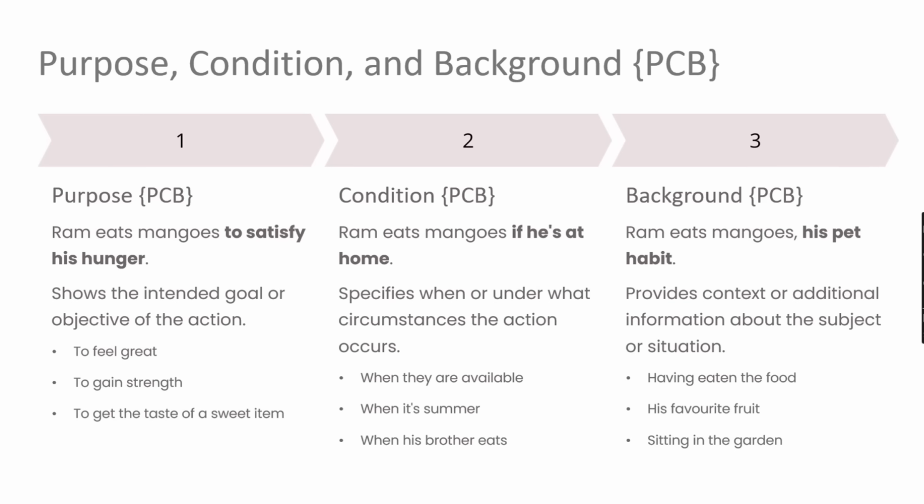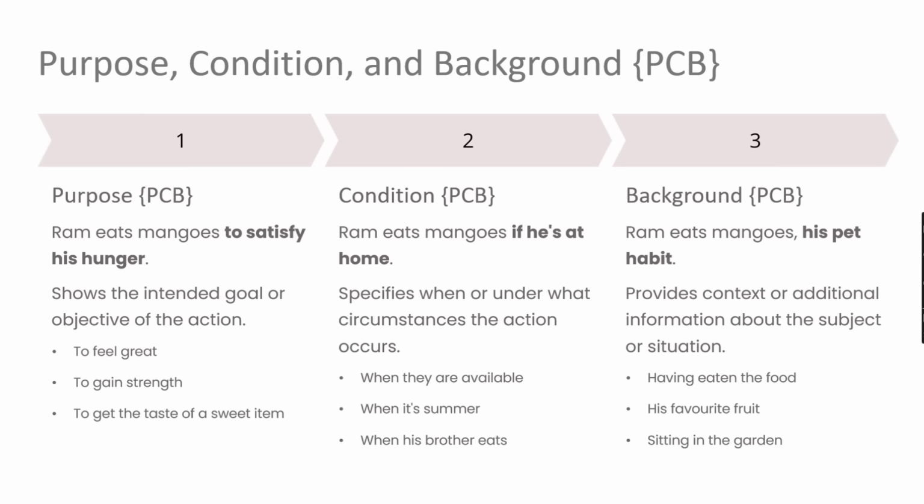Similarly, when you add condition detail to your sentence, you have to place a condition. You have to show under what circumstances the action is happening. Like in this sentence, Ram eats mango if he is at home. Similarly, you can add Ram eats mango when mangoes are available. Ram eats mango when it is summer. Ram eats mango when his brother eats.